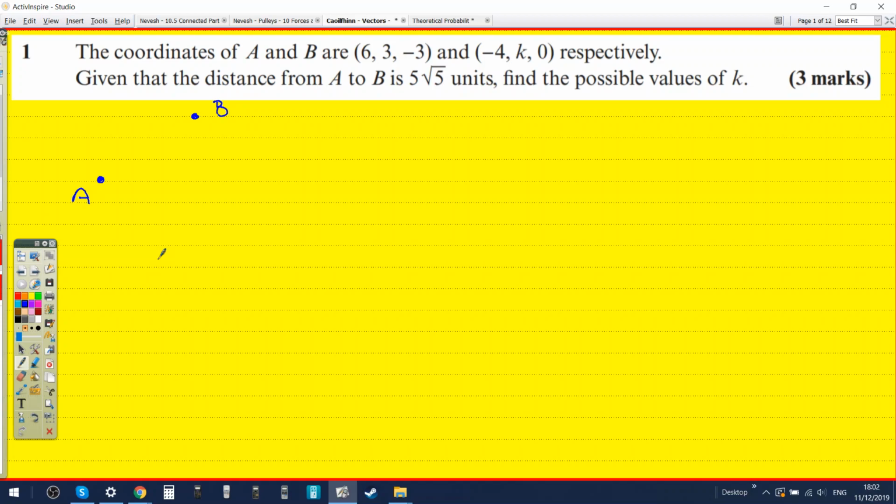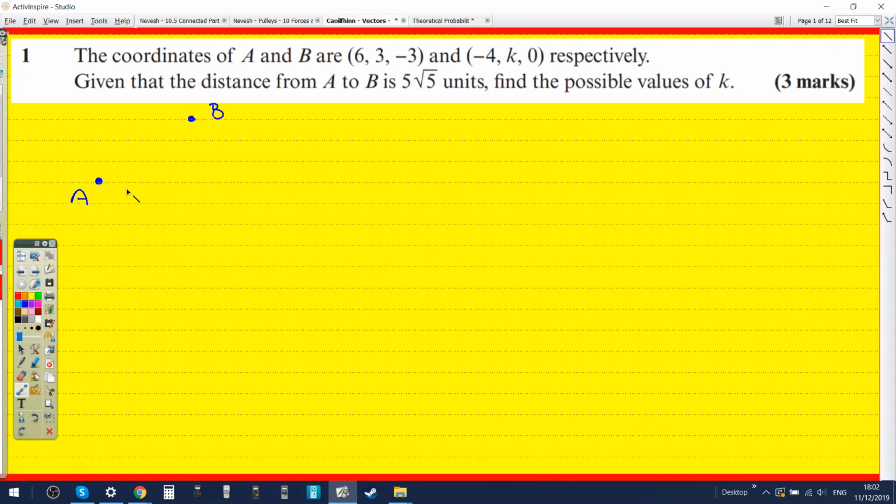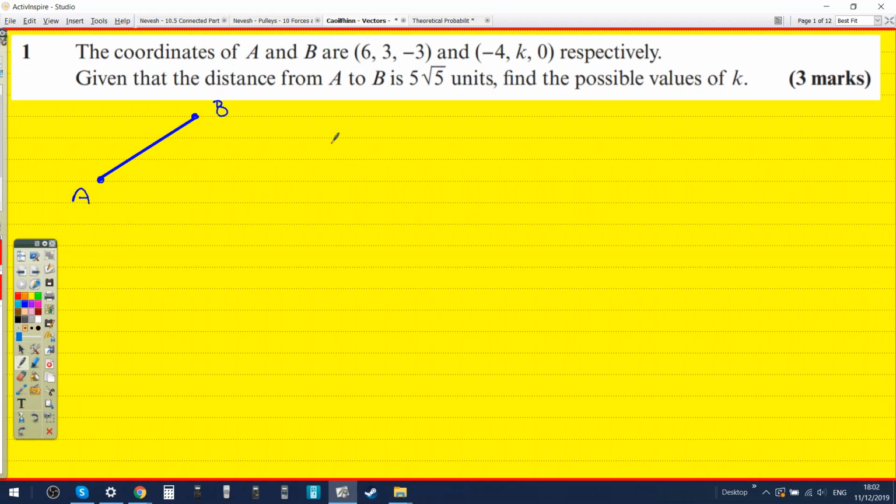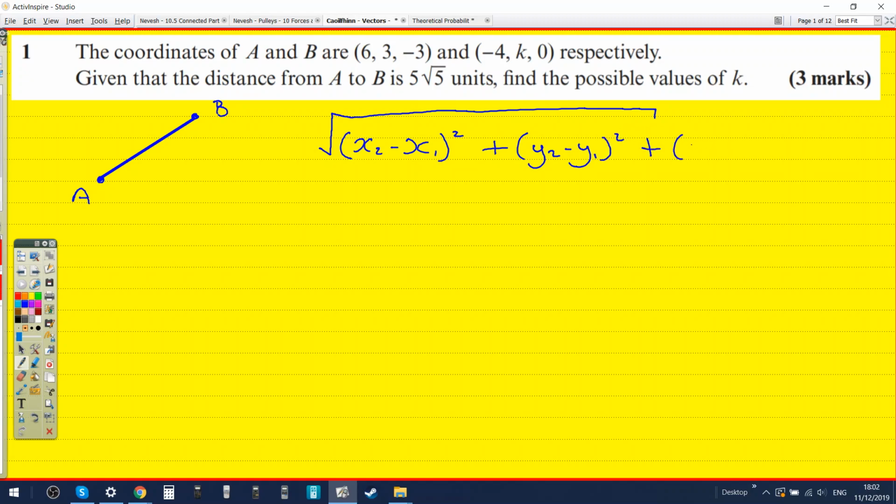And so this one is 3D Pythagoras. It's much simpler than it sounds. So it will be the square root of x2 minus x1 squared plus y2 minus y1 squared plus z2 minus z1 squared.